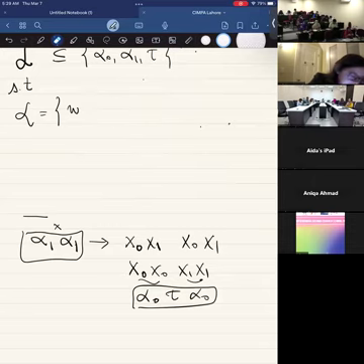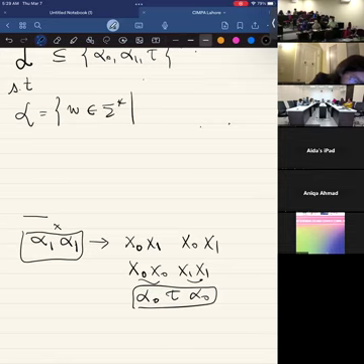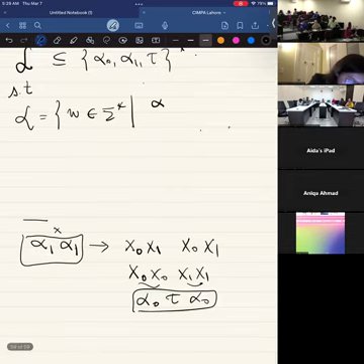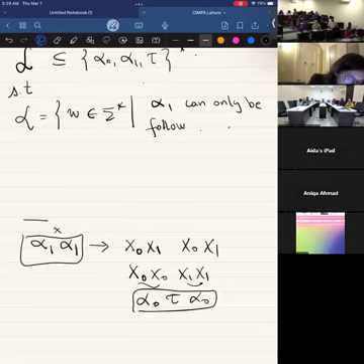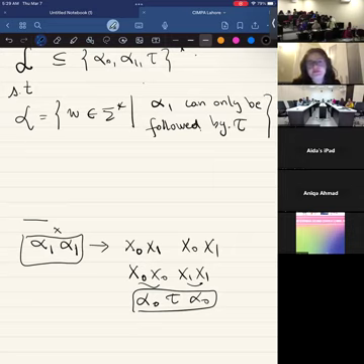So L here is all the W's in the sigma star such that alpha 1 can only be followed by tau. We want to write it differently.